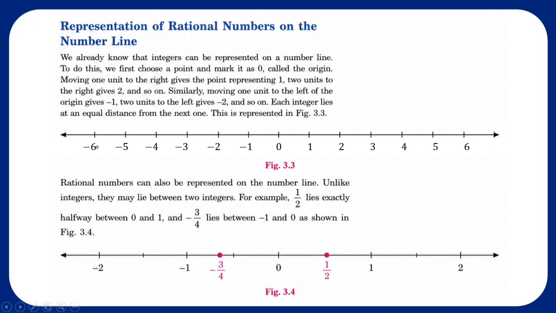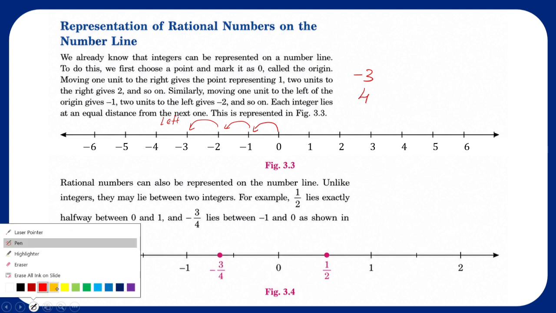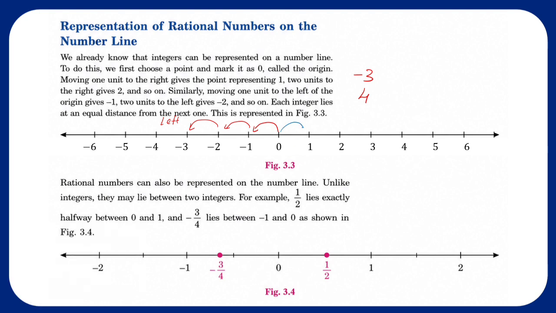Now, let's see how rational numbers are represented on a number line. We know how integers are represented on a number line. We have done that earlier. Suppose you were to mark the point -3 on the number line, you know that it is 3 units towards the left of the origin. And if you were to plot the point 4 on the number line, it is 4 units to the right of the origin, which is 0. It is towards the right.